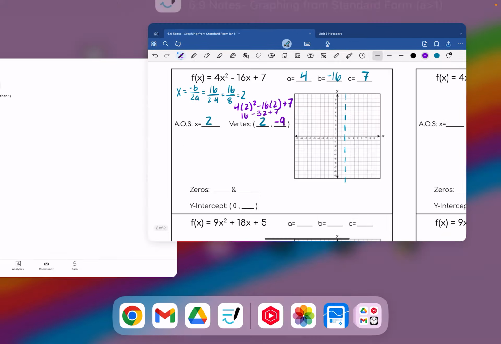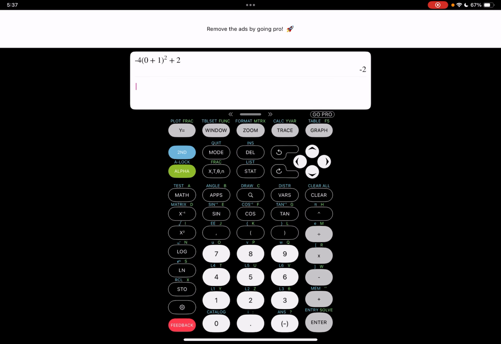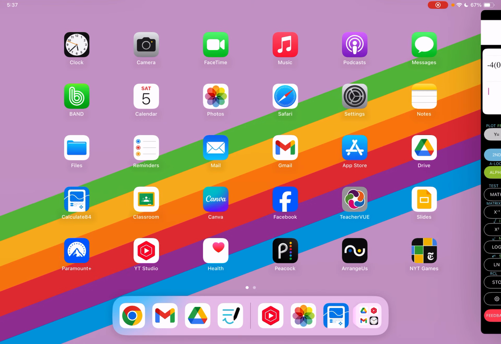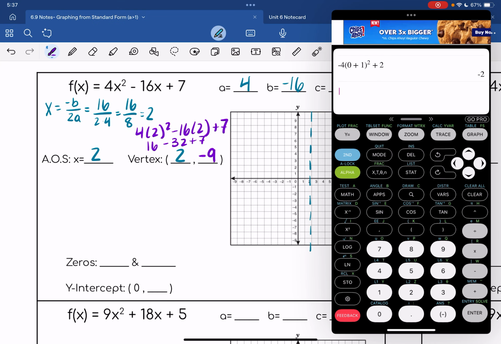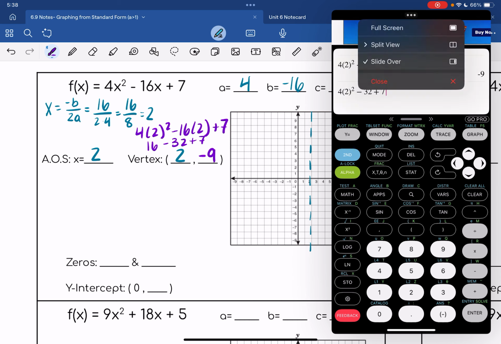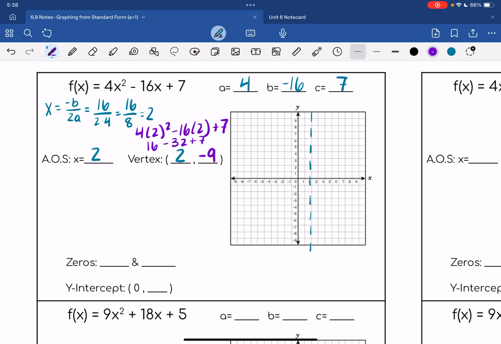I could also always do this in a calculator. So we could do 4 times 2 squared minus 32 plus 7, and I would get negative 9. Awesome. Okay, so we're going to graph that, 2, negative 9. It's going to go right there. Okay, so that is all of our step 1.